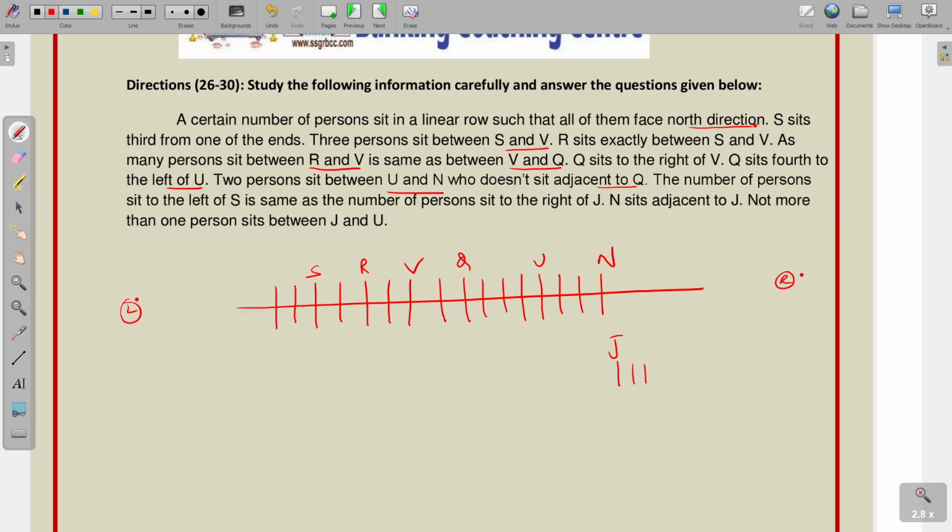And next, N sits adjacent to J. So N sits adjacent to J. Not more than 1 person sits between J and U. Suppose J is placed here, between U and J there is 1 person, and also not more than 1 person. Okay, this condition is satisfied. And to the right of J there are 2 persons, N is already there, so 1 more person we can add. Next, this is the final arrangement of the puzzle, and let us move on to the questions.